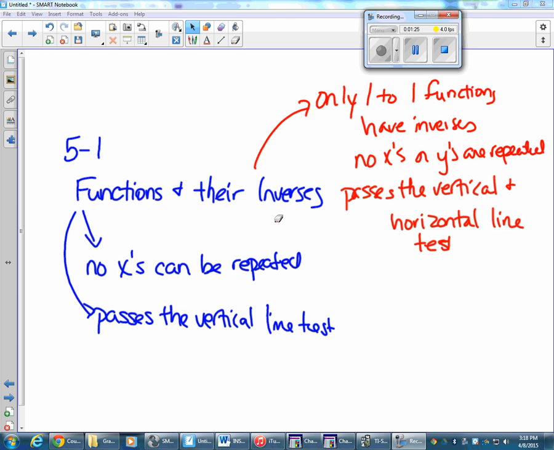So to find the inverse, only one-to-one functions have inverses. So how do I know that it's one-to-one? Well, not only are no x's repeated, neither are the y's. So if it's going to be one-to-one, your x's and your y's are not repeated. To look on a graph and figure it out, it would pass the vertical line test and a horizontal line test. In other words, if I were to draw a horizontal line, it could only pass it once, just like the vertical line did with my function test.